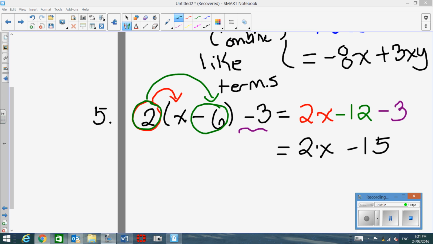So did you guys get the same answer? Look at where my red has been written. So 2 times x. The green is 2 times negative 6. And then the purple is the extra minus 3 on the end. And then we combined our like terms of negative 12 and negative 3.